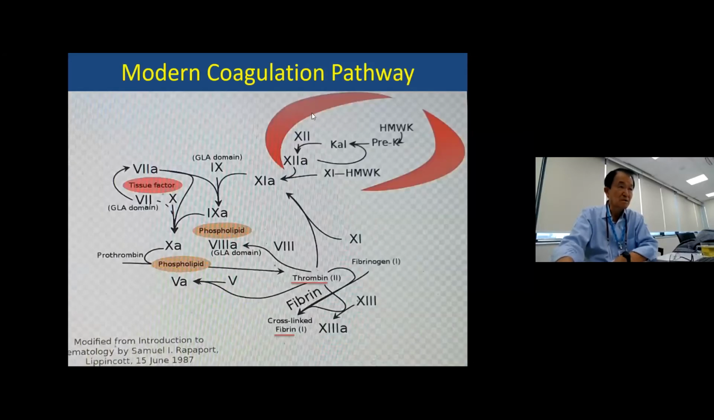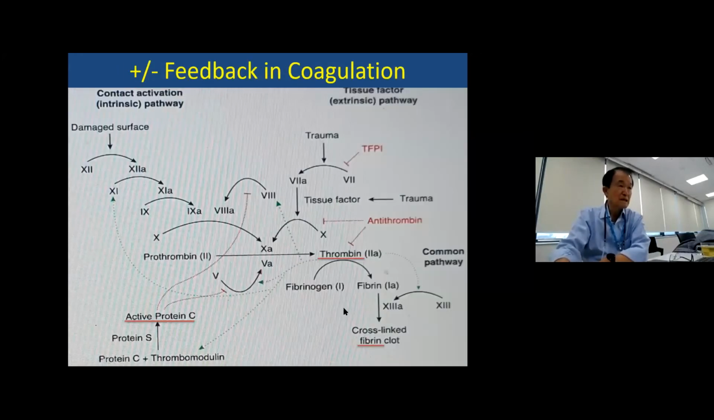And this is the modern pathway, similar, but it emphasizes tissue factor, the extrinsic factor, and phospholipid. And then thrombin, again, fibrin. This is the final step, and the important elements are the same. And again, there are certain inhibitory things to slow down or to stop this process.